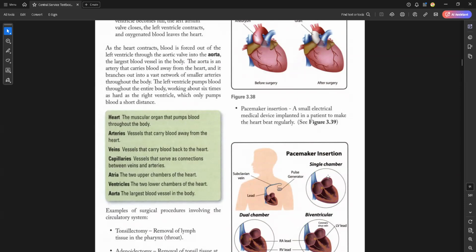Yeah, pacemaker. People who have heart issues, some of them have pacemakers. It's more of an electrical medical device implanted in a patient to make the heart beat regularly. We have all that. This is about all that. We have a tonsillectomy, and then let's go to the next page again.